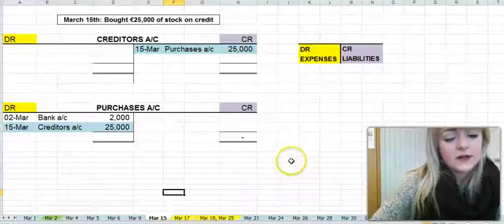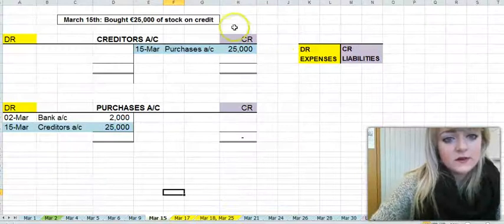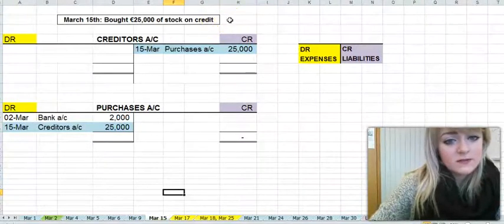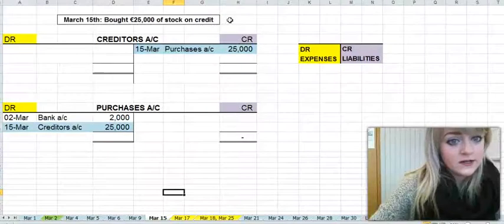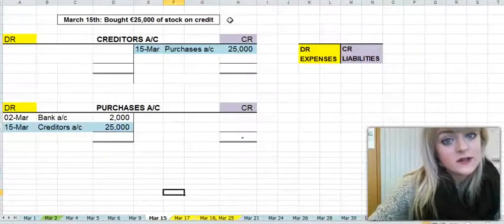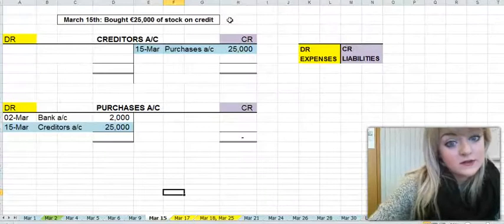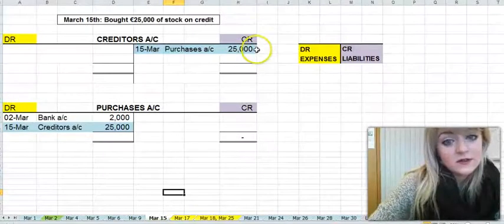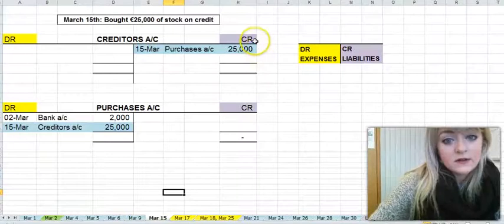So on the 15th of March, Kate bought €25,000 of stock on credit. So if she's bought this stock on credit, she's promised her suppliers that she will pay them at a later date. So she hasn't paid them anything yet for it. She's made an agreement with them to pay, but she hasn't done it yet. It's like you getting a loan from your mom for a night out. So on the 15th of March, €25,000, money out, her creditor's account.